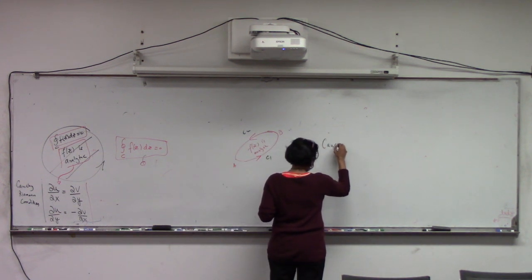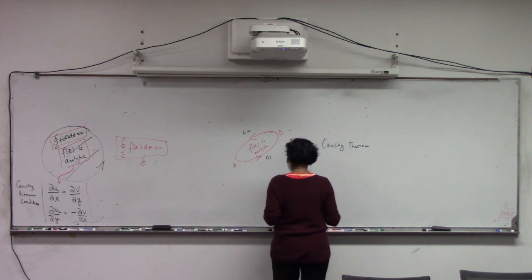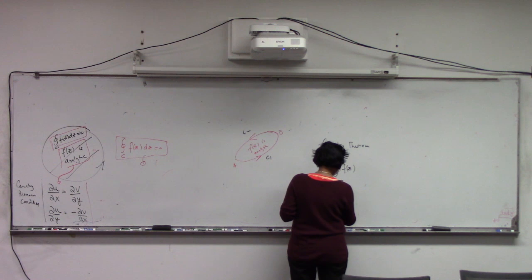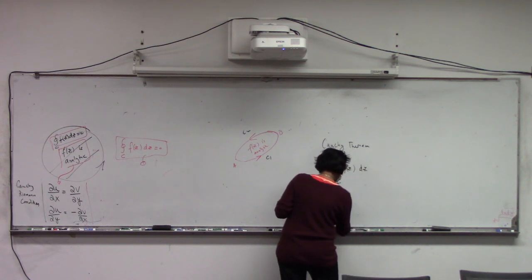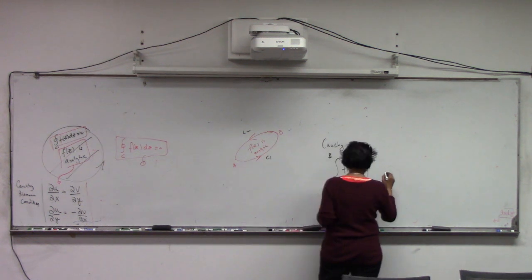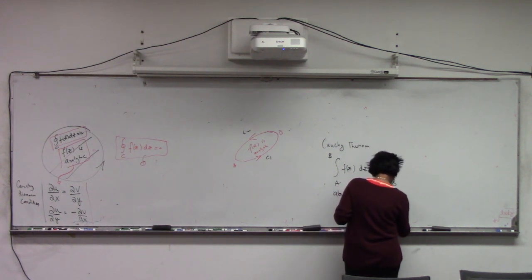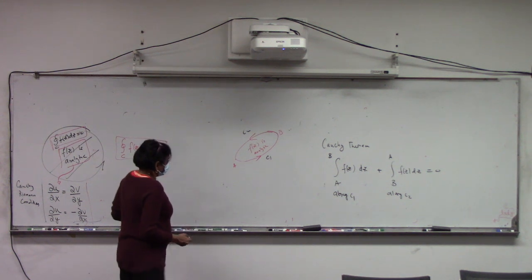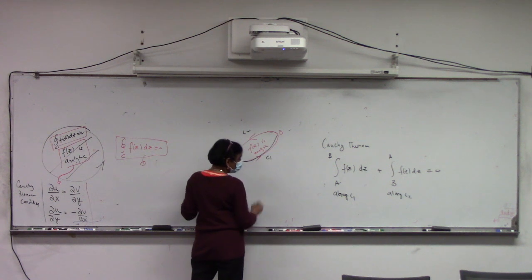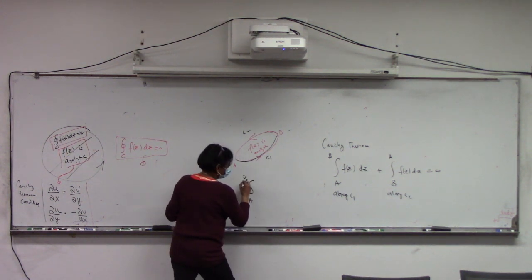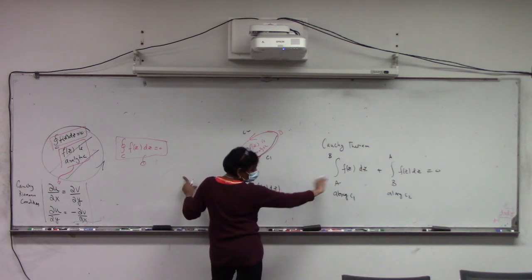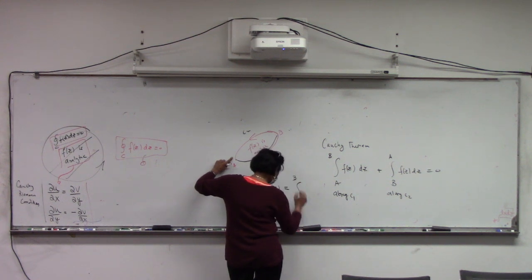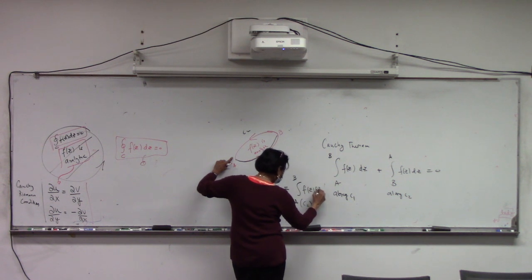So Cauchy's theorem says if f of z is analytic, the integral from A to B along C1, plus B to A along C2, should be 0, right? But it's a closed path. So what does that imply? That says the integral along the contour from A to B of f of z dz, whether you took the contour along C1 or along C2, does not matter, it's exactly identical. It only depends on the endpoints.